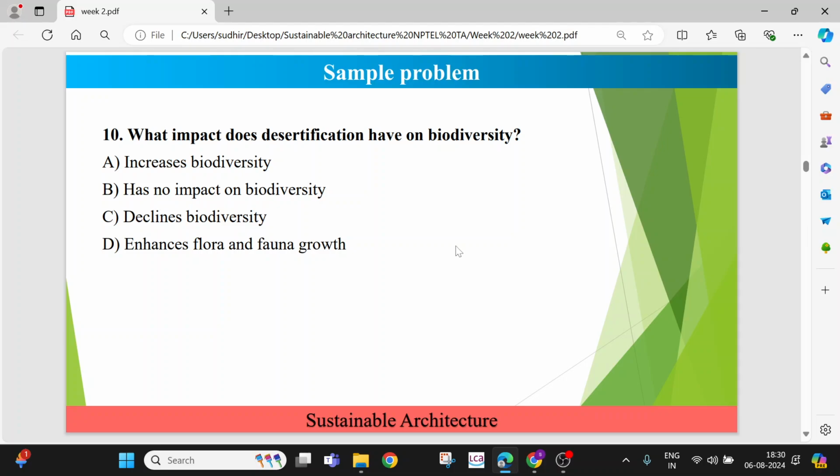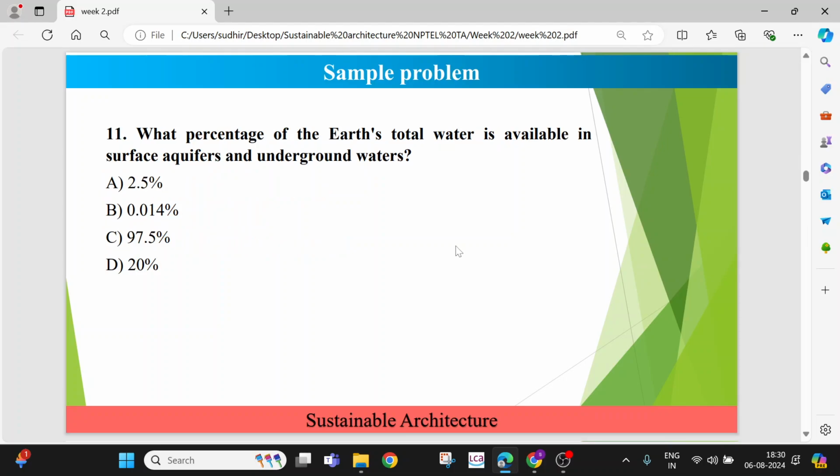So this is the next question, question number 11. What will be the right answer for this question? What percentage of Earth's total water is available for surface aquifers and groundwater? Option B, sir. Isn't option A 2.5? Option A is correct.